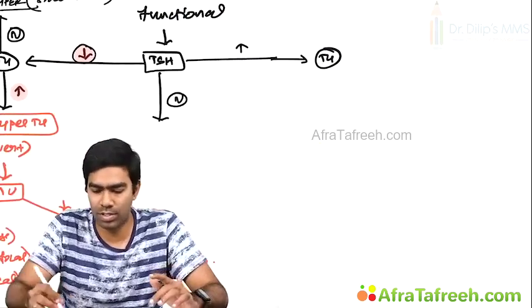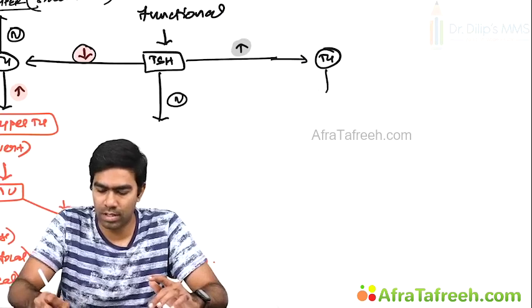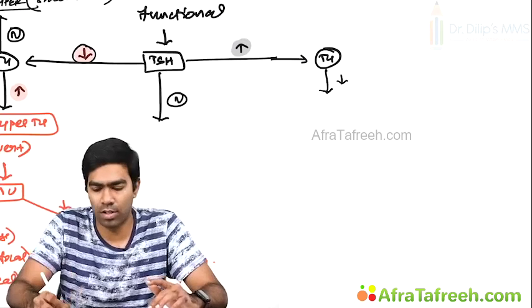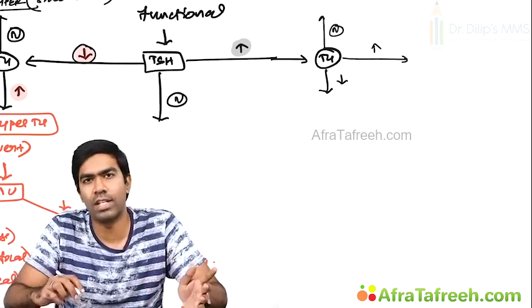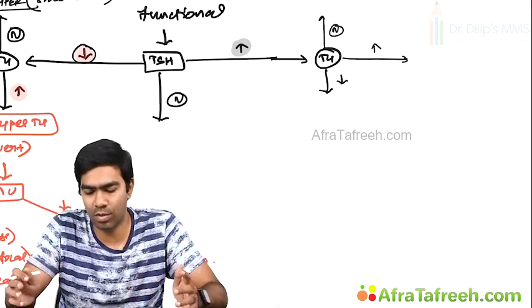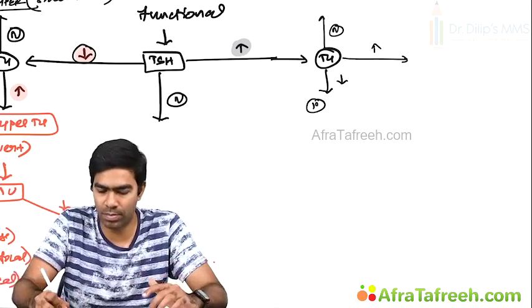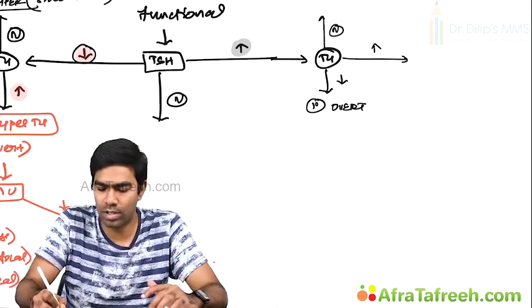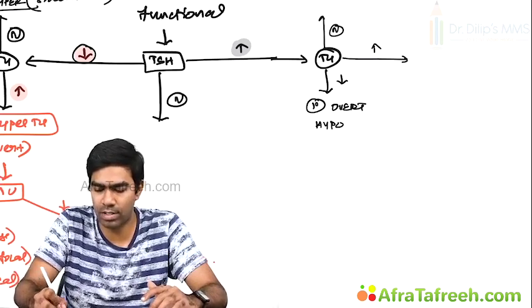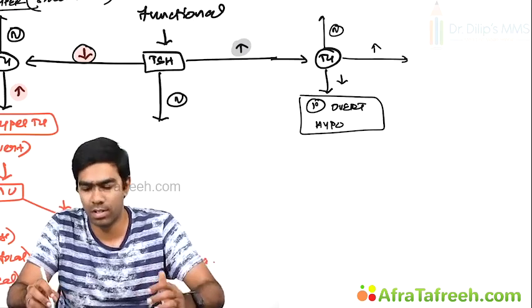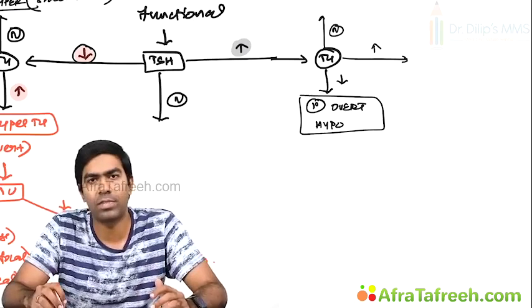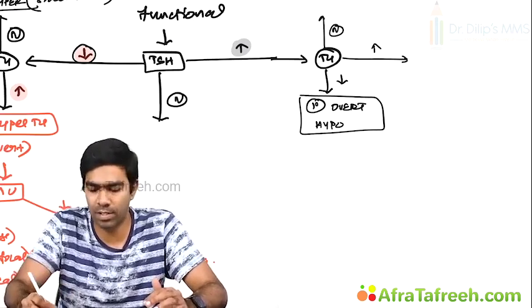Then TSH now is increased and T4 is decreased, or T4 is increased as well, and T4 is normal. So if TSH is increased and T4 is decreased, it means you are dealing with a primary overt hypothyroidism, no brainer, isn't it? So you're dealing with hypothyroidism only. Very easy and simple case. Suppose you are having an increased T4 with increased TSH, it's again a no brainer.